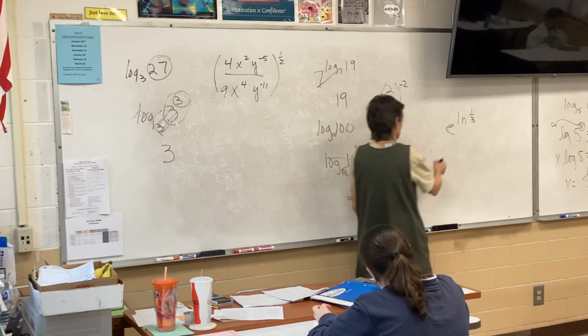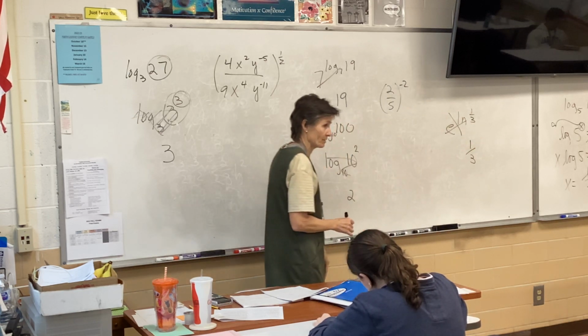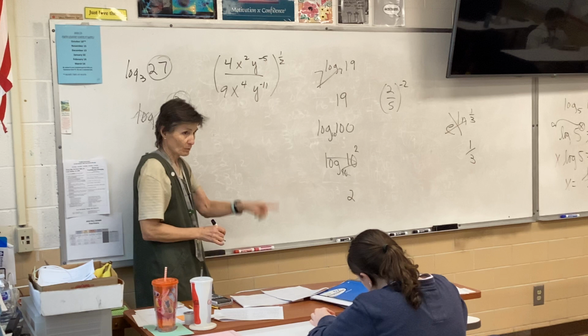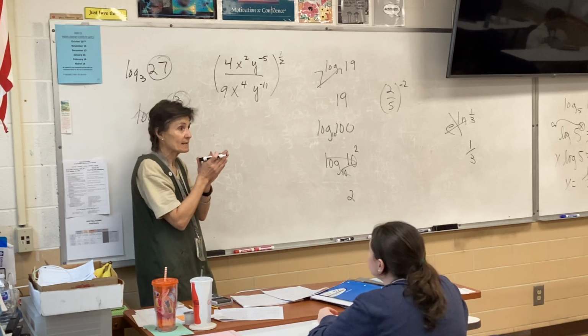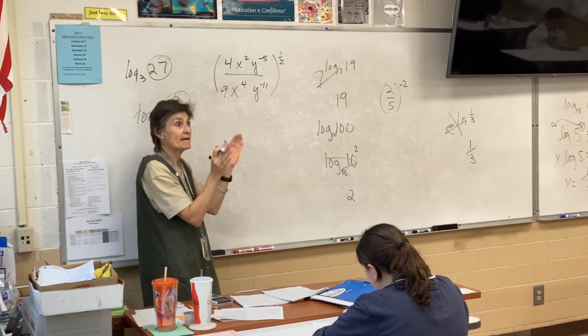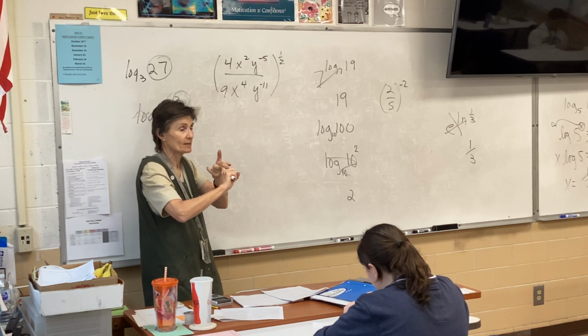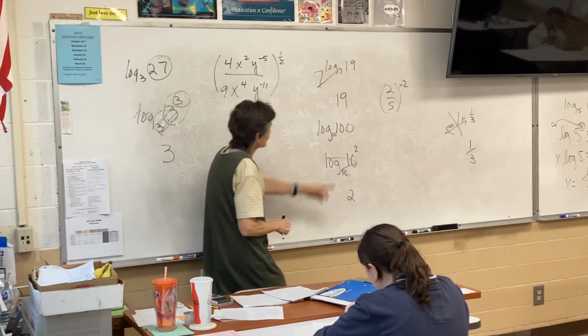How about that last one down there? 1/3. That's 1/3. E and LN in direct contact are gonna cancel each other. Now remember, don't be canceling if there's anything in between them. A number or a radical sign, anything can't be there. The only way they're gonna cancel is if they are directly touching. Alright, what about this one?